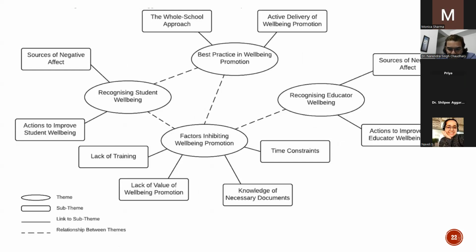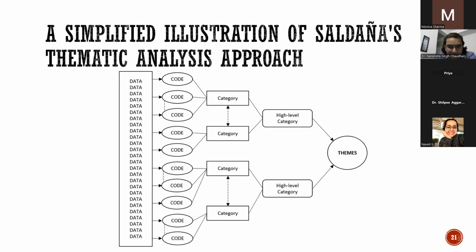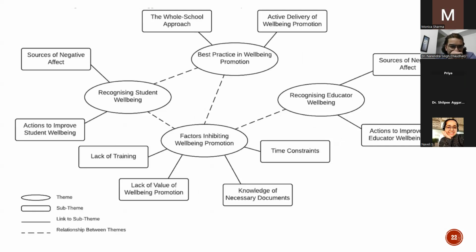Sir, could you explain this with an example because this Saldana's approach is quite confusing. Now here, first of all, let's take a small example. Can you see this diagram? Yes. There are themes, there are sub-themes, and there are linkages to sub-themes and relationships between themes.